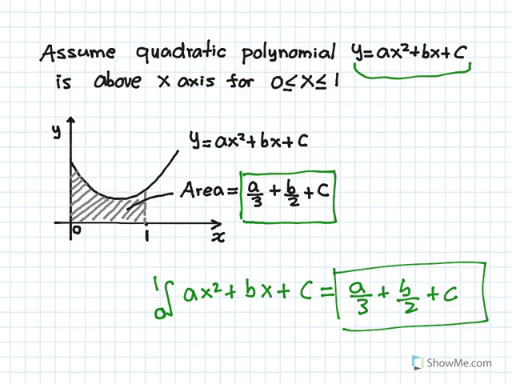I need to make a correction here. The integral is with respect to x. So let's fix that. The definite integral is the integral from 0 to 1 of ax squared plus bx plus c, and the integration is with respect to x, dx.